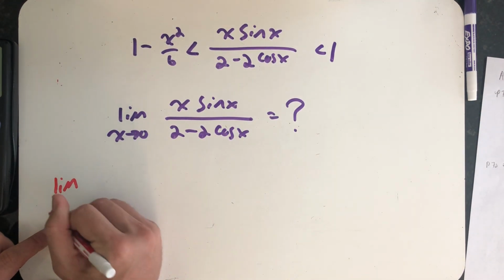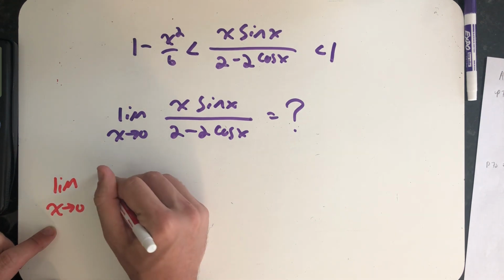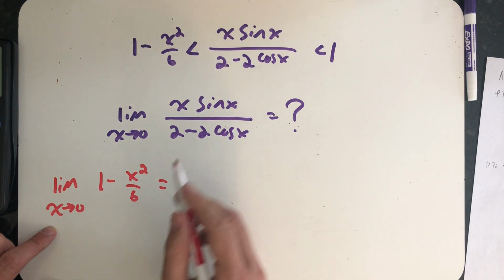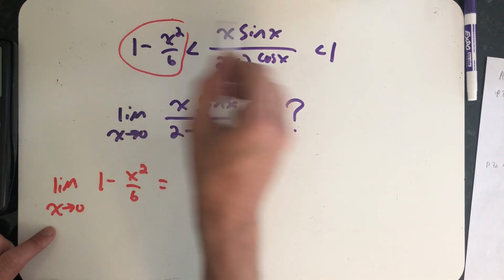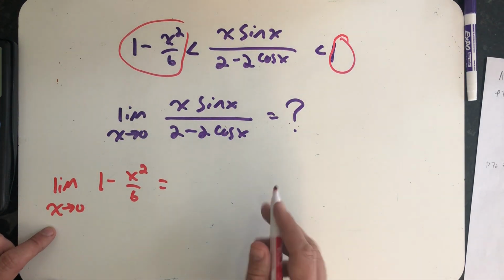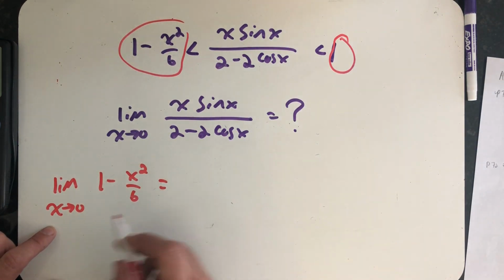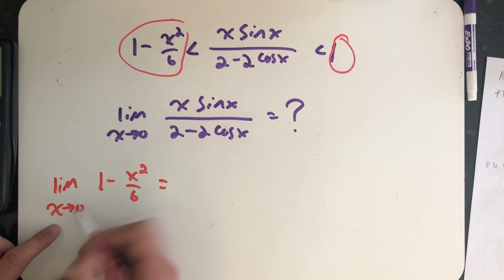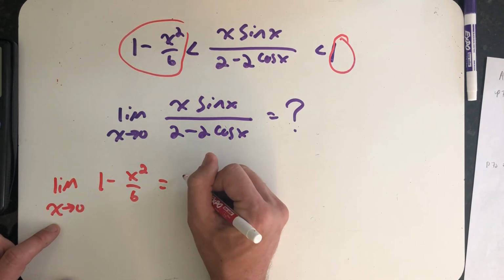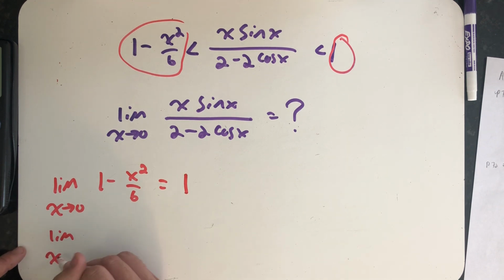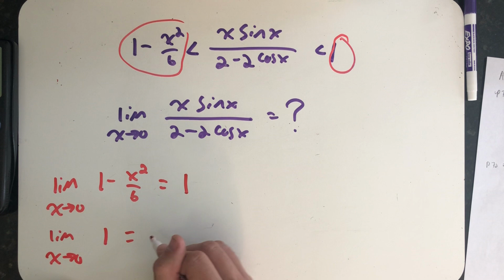And I also notice that I have two limits. Or better said, I could take a limit as x approaches 0 of both of the bounding functions, y equals 1 minus x squared over 6 and y equals 1. Well, the limit as x approaches 0, this is a polynomial, so I can just substitute in. That's going to be 1. And then the top function, the limit as x approaches 0 of 1 is 1.